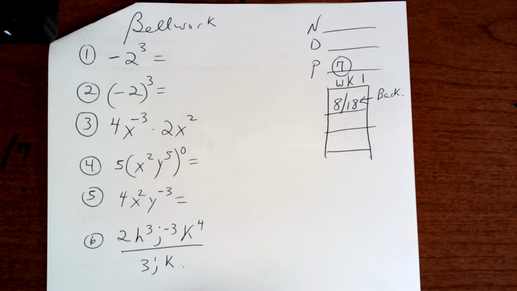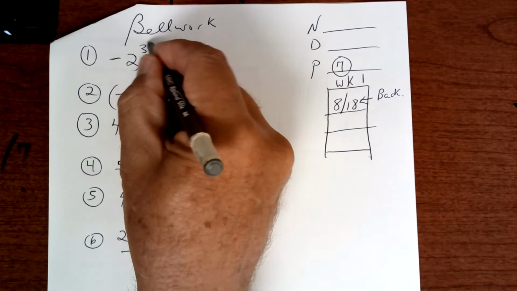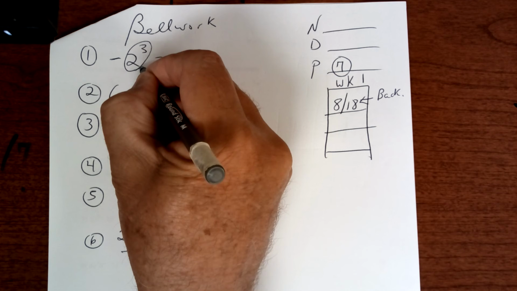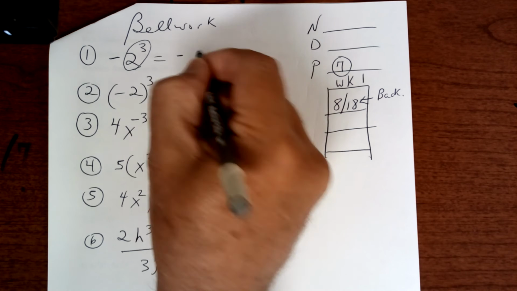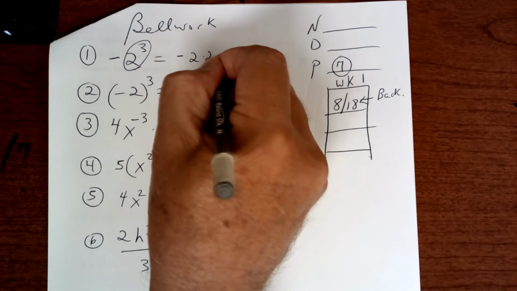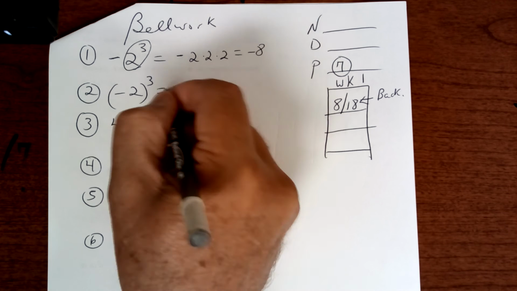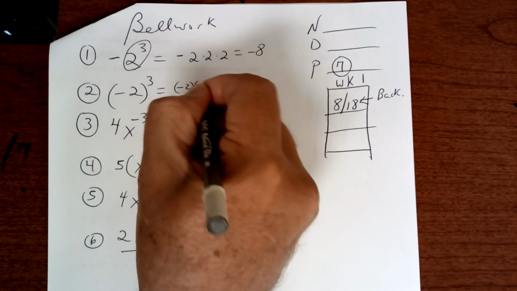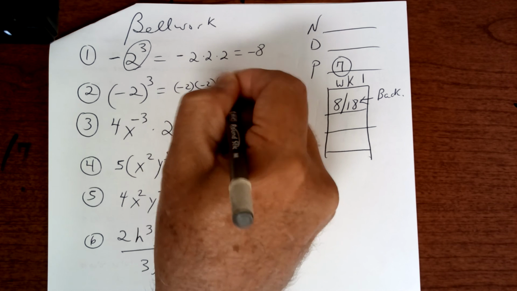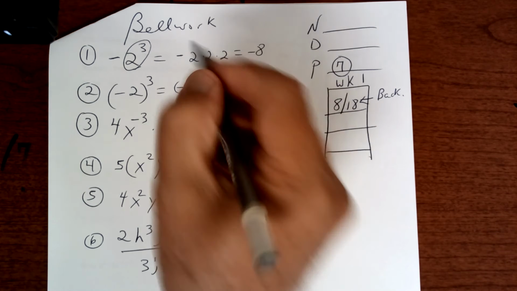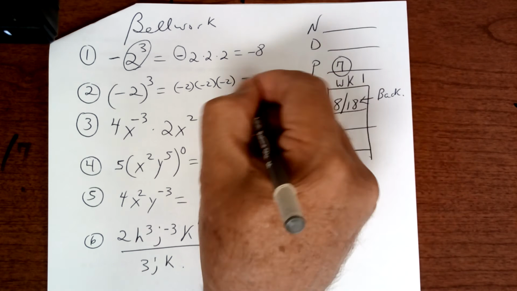Let's take a look here. This one, only the 2 is to the 3rd power, not the negative. So it's going to be a negative, and then 2 times 2 times 2. So that's going to be a negative 8. This one turns out to be a negative 8 as well, but it's a little different because you have 3 negatives as opposed to 1 negative. So be careful with that.